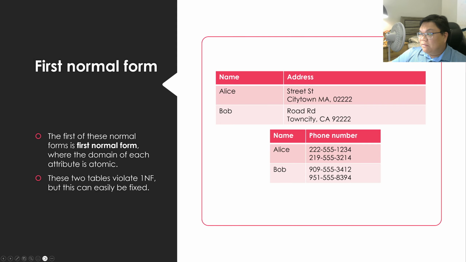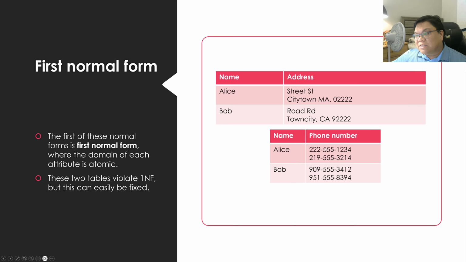So that means we cannot have multiple attributes within one cell. We give each one its own cell. So we just break up the address into smaller pieces: street, city, state, and zip code.